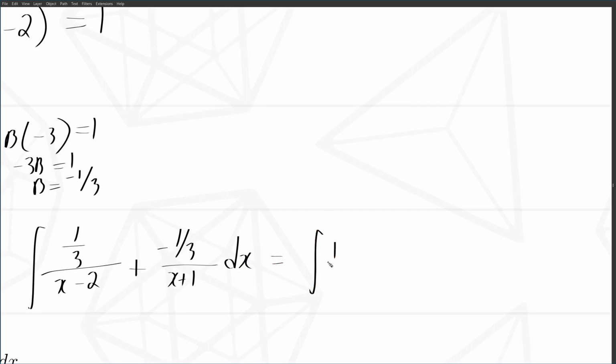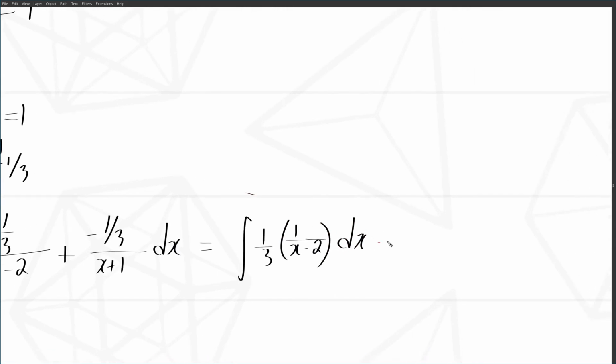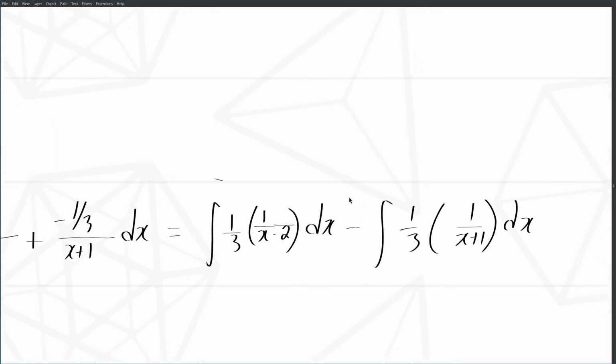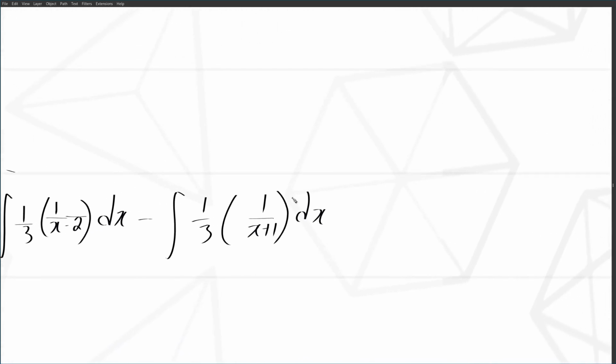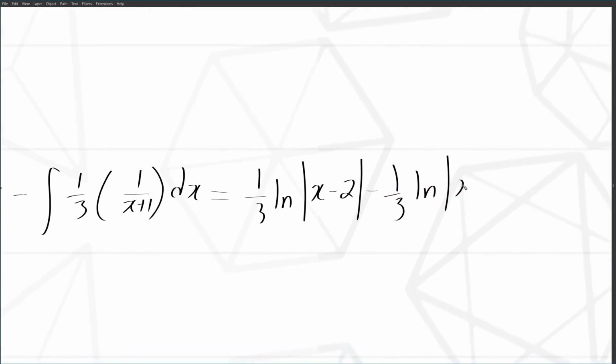So I'm just going to write integral of 1/3 times 1 over x minus 2 dx minus integral of 1/3 times 1 over x plus 1. And since we have them of the form 1 over something, we can use our rule now, which will be 1/3 ln of x minus 2 minus 1/3 ln of x plus 1.